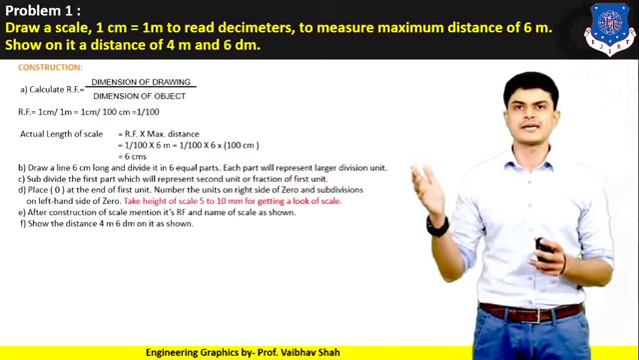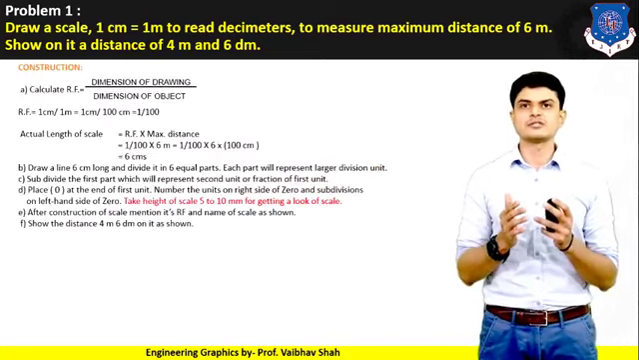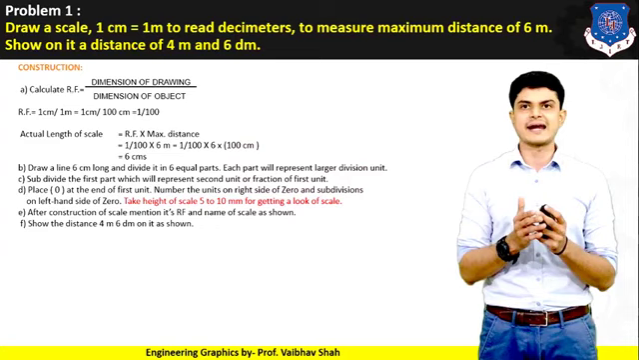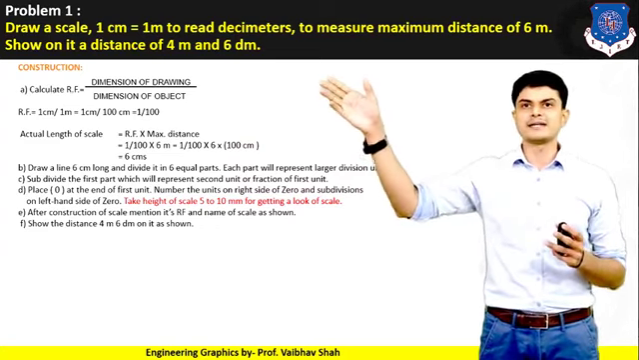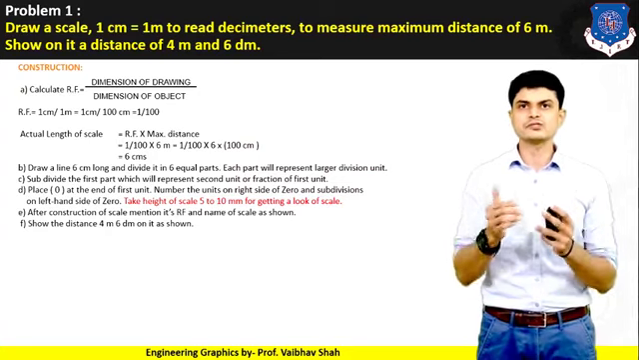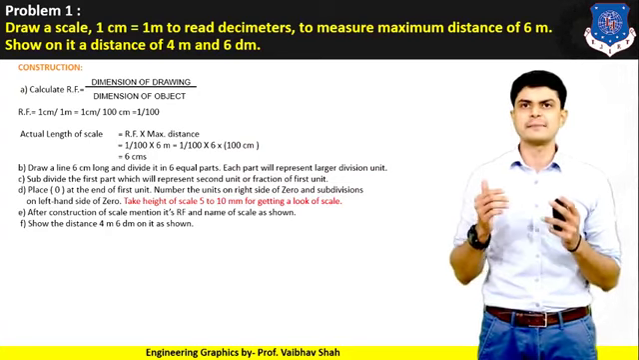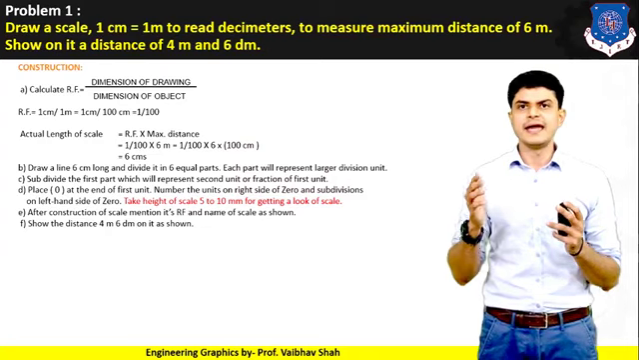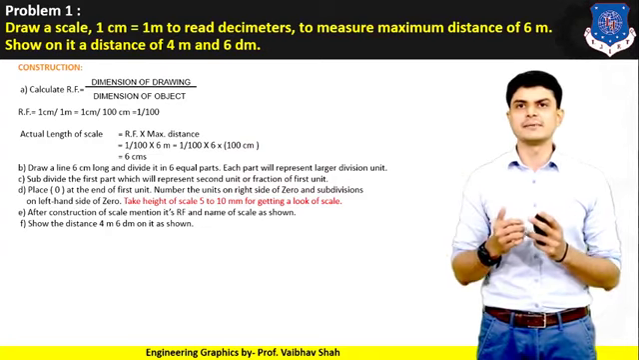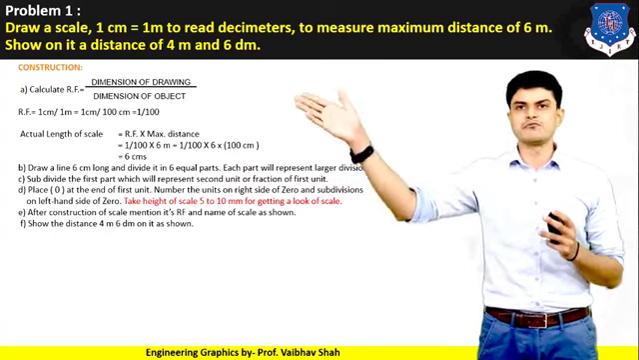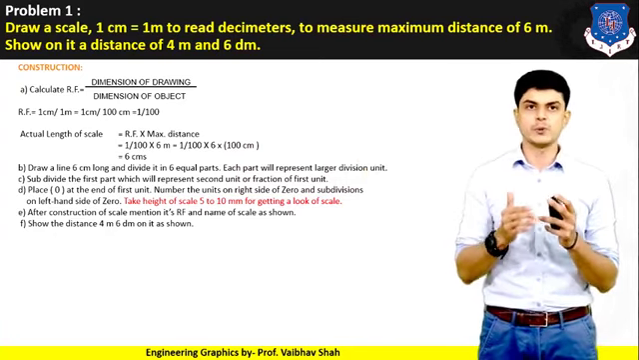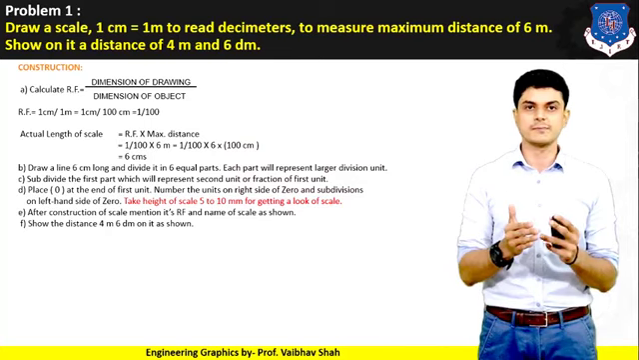First we will see the calculation. Let us use the formula for RF. RF is nothing but dimension of drawing upon dimension of object. Here, what is the dimension of drawing? The dimension of drawing is 1 centimeter on the drawing sheet, for 1 meter of the object. So let us put 1 centimeter by 1 meter, and we will have the ratio 1 by 100, which is nothing but our RF.